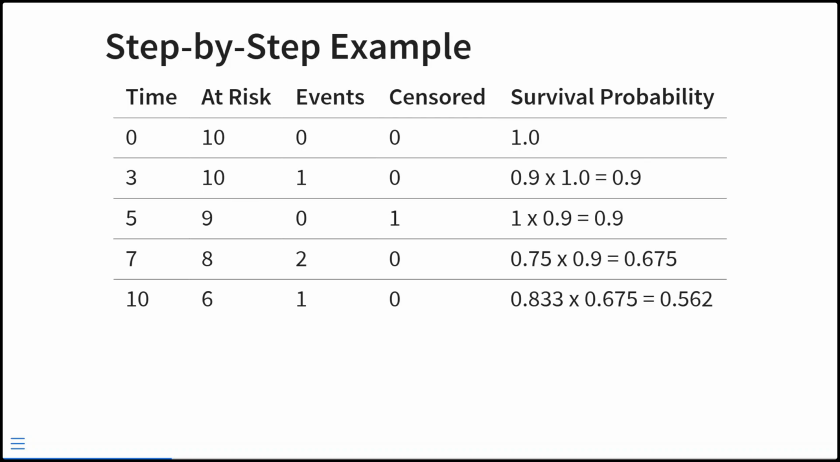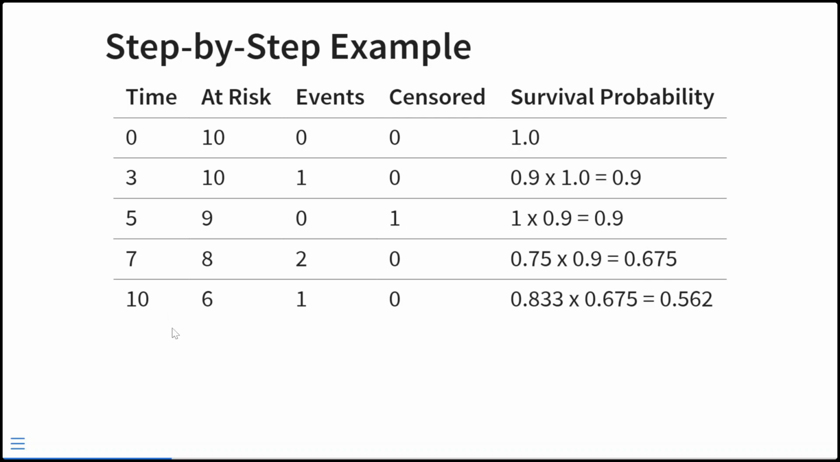We also have, at time 5 hours, the number at risk is 9, the number of events is 0, and the number censored is 1. So we have 0 divided by 9, which is 0. Then 1 minus 0 is 1. So that's how we have 1 here times 0.9, which gives 0.9. Then at hour 7, the number at risk is 8, the number of events, those that died, is 2, and the censoring is 0. So we say 2 divided by 8. Then 1 minus 2 divided by 8 gives us 0.75, times 0.9, which gives 0.675.